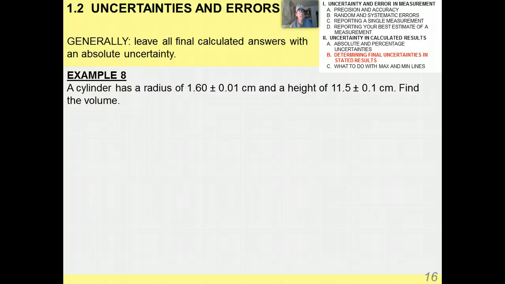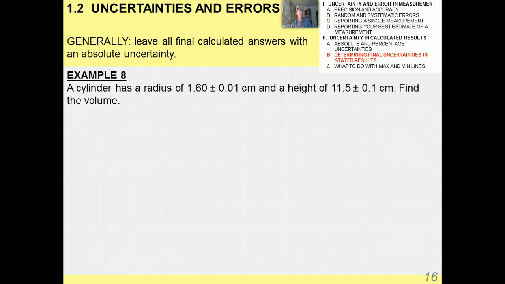So generally, like I said, you want to leave all your final calculated answers with an absolute uncertainty. It's really not very good form to leave your final answers as a percent uncertainty. You can, but generally it's easier to understand what's happening if you report it with an absolute uncertainty.